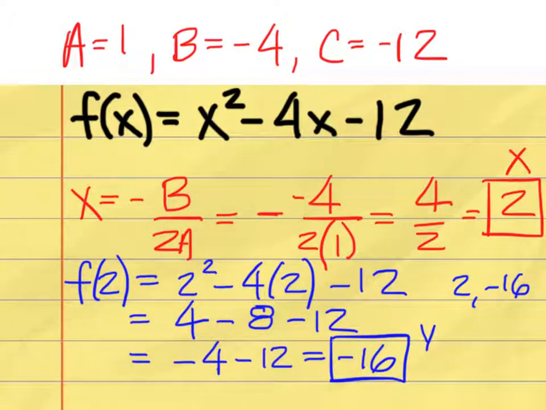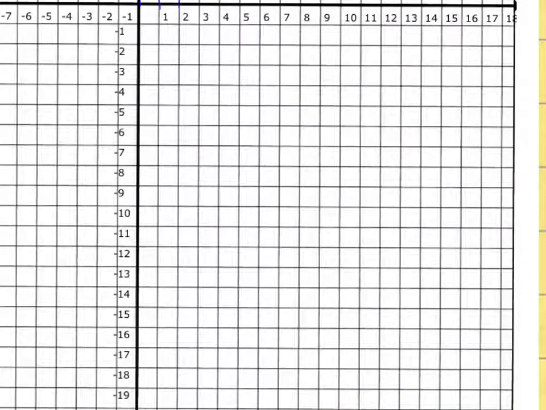If it shows up on your graph within the constraints of your range for x and y, then go ahead and put it on there. 2, negative 16. Start at the origin. You have a positive 2 for x, so you go over 2 places, 1, 2, and then down 16. There it is. That's going to be your vertex.